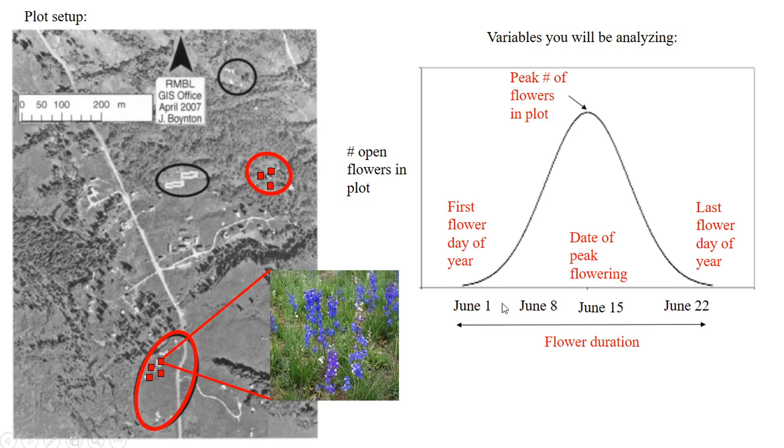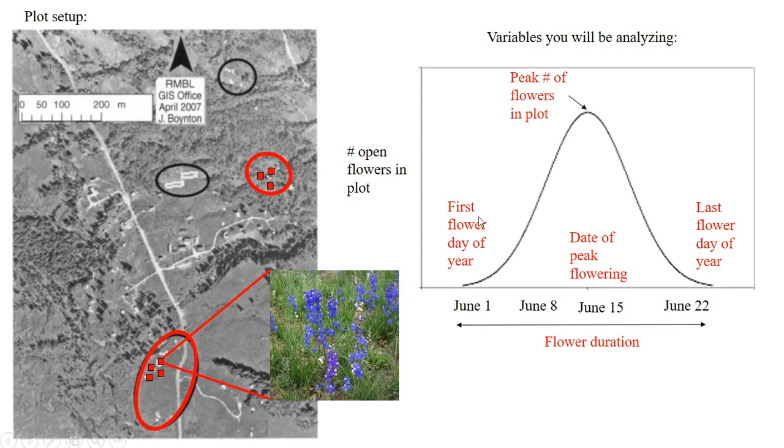And that will start flowering in, let's say, in this plot right here, early June, around June 1st. Right, it produces more and more flowers, kind of peaks around mid-June, let's say June 15th, and then starts producing fewer and fewer flowers until it stops flowering in late June. On this graph, that's June 22nd.